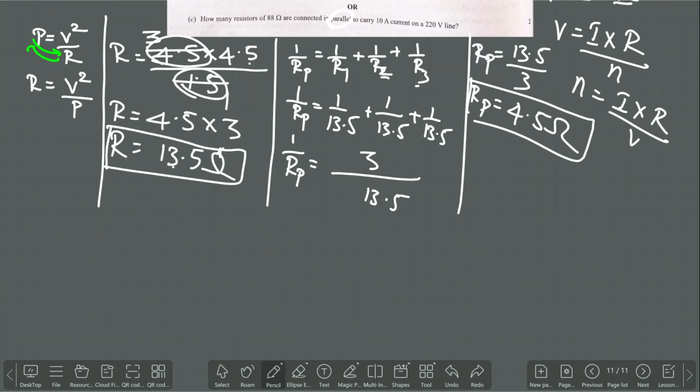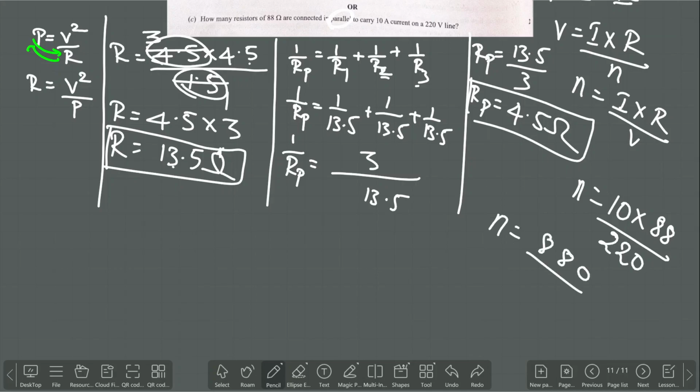So now write over here N is equal to, what is the value of I they gave? 10. What is the value of resistance? 88 by 220. 10 into 88, 880 by 220. The 0 and 0 will get cancelled. 2 2s are 4, 2 2s are 4. So the number of resistors to be connected in parallel will be 4 resistors.